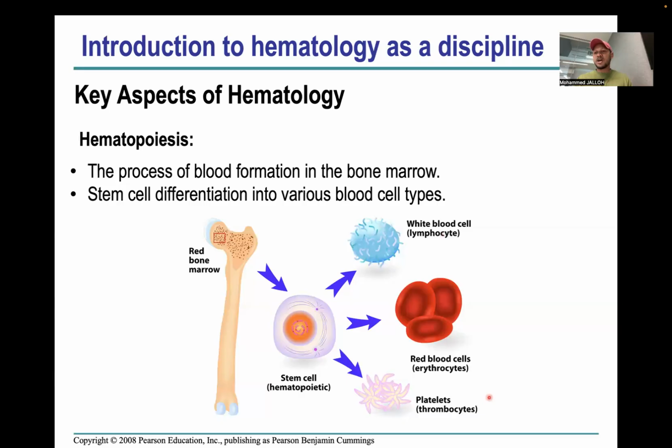Let's say, for example, you have a cut somewhere, and then you need platelets to go there and deliver some form of fibrinogen or something to help blood clot, right? Sometimes this hematopoietic stem cell will go on to become a platelet on its own. So now we understand the terminology of hematopoiesis, right?